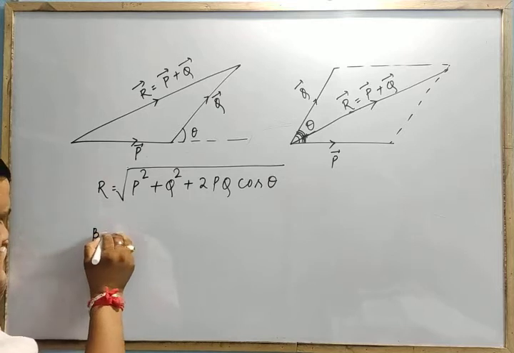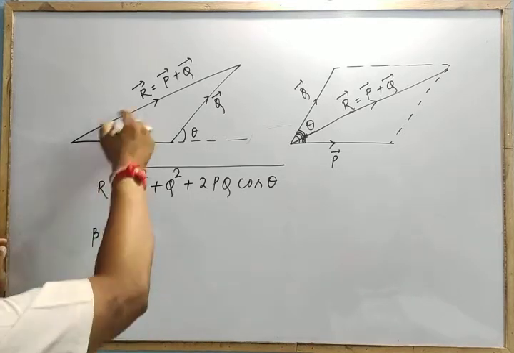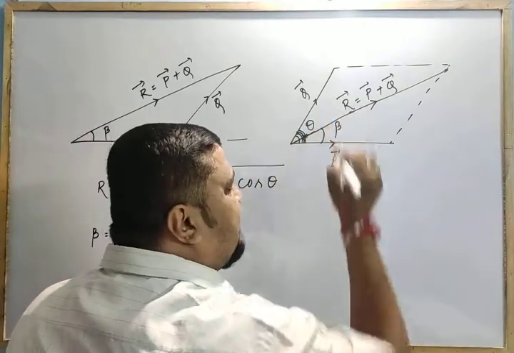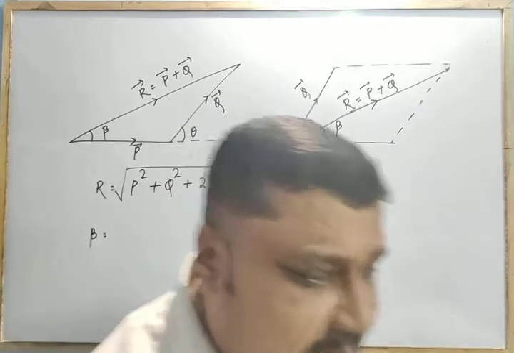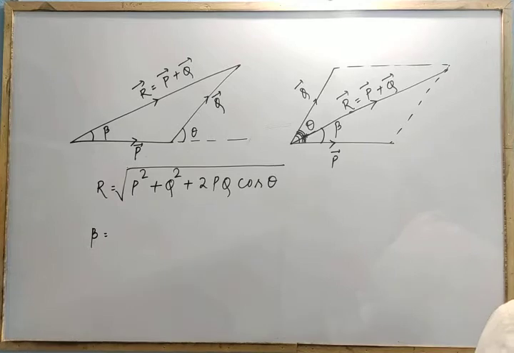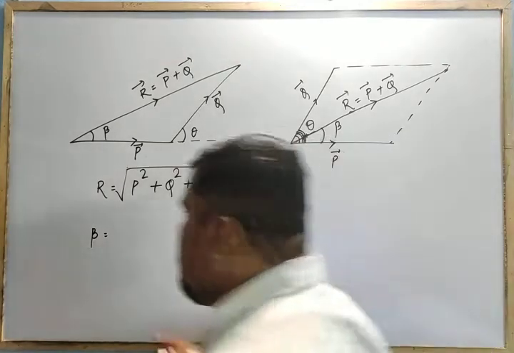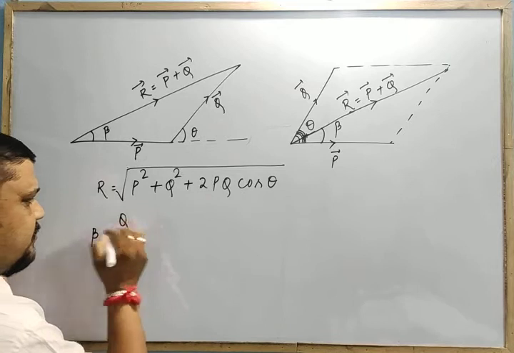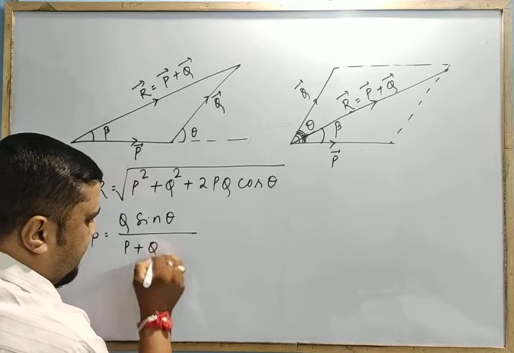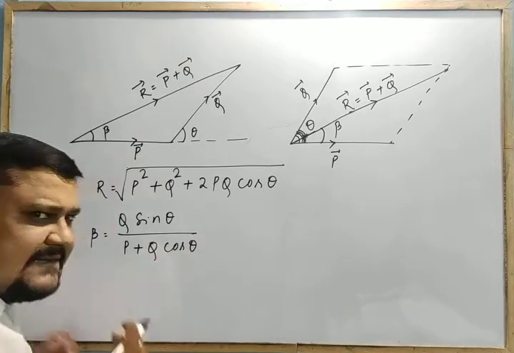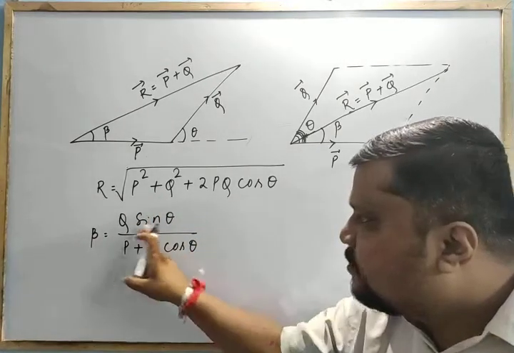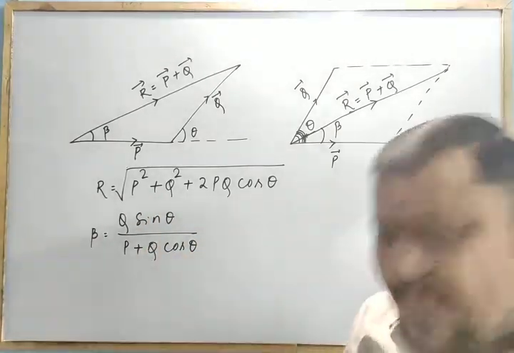And what is this beta? If this resultant makes an angle beta with P, then what is the relation? Again you recall that relation. What is beta? Beta is equal to Q sin theta by P plus Q cos theta, isn't it? Here, Q sin theta by P plus Q cos theta. Then we got the different cases.